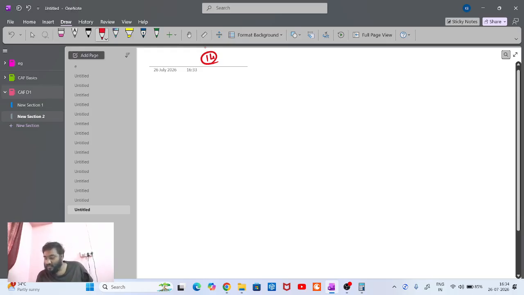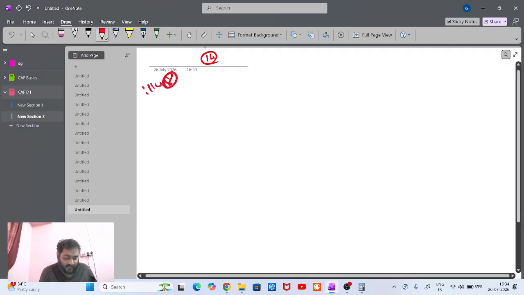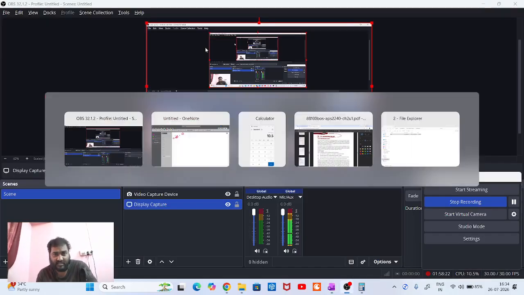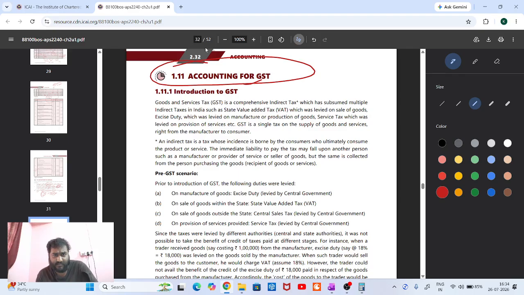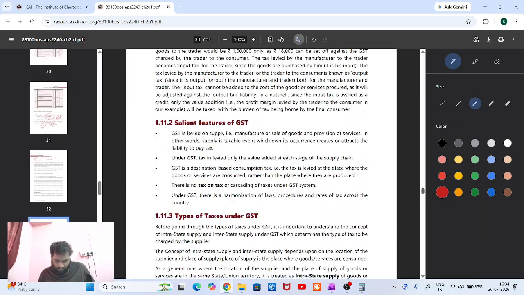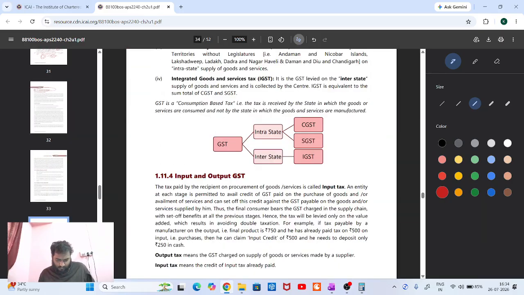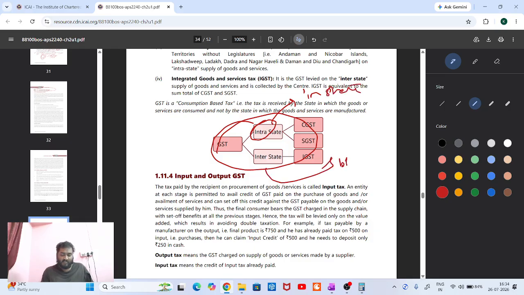So let's get to the questions. I guess illustration 8 is illustration 8. So this is what we talked about. Intrastate is in state. Interstate is between states.